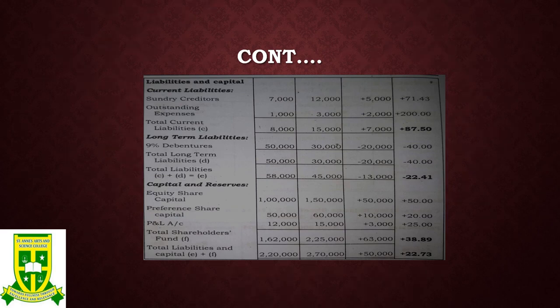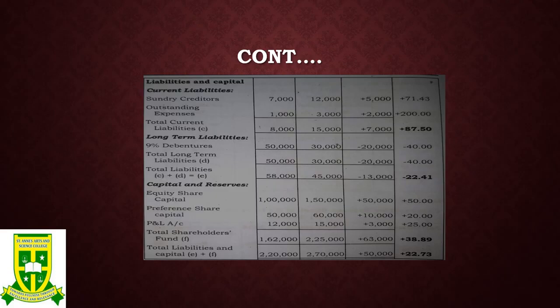Now total liabilities is C plus D, that is you have to add the total current liabilities plus total long-term liabilities. You will be getting E: 58,000, 45,000. Here the amount has decreased by 13,000. So you will be writing 13,000 divided by 58,000, minus 22.41. So the current liabilities and long-term liabilities have been over. Total liability is over.